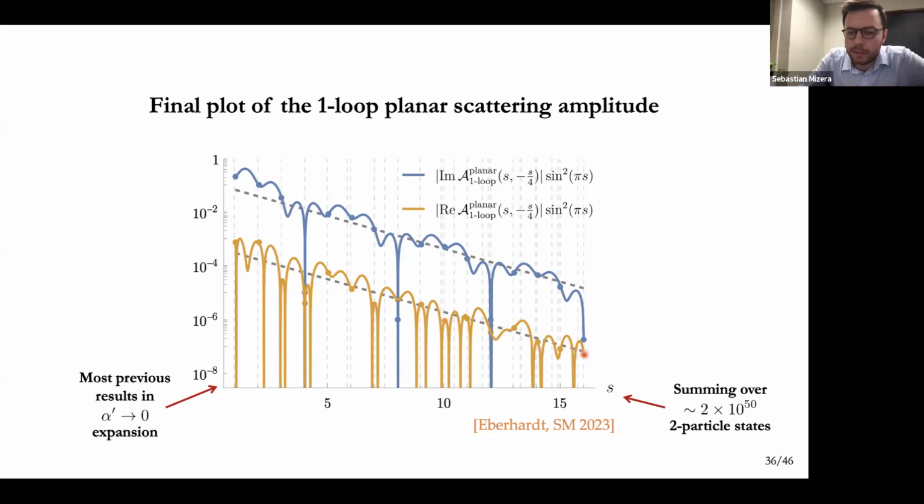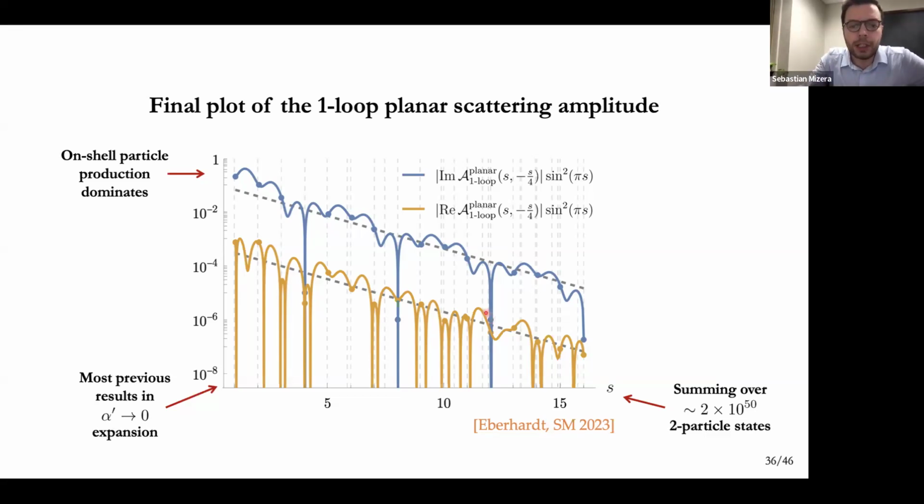Okay, another thing that I wanted to emphasize is that if you actually try to count, for example at s equals around 15 or 16, how many two-particle states you have to sum over in the cuts, then the number of two-particle states is roughly 10 to the 15. That's because of the exponential degeneracy at higher and higher mass levels. So all these formulas are somehow summarizing all this complicated dynamics of these different excitation modes, and that's why you see these different wiggles.